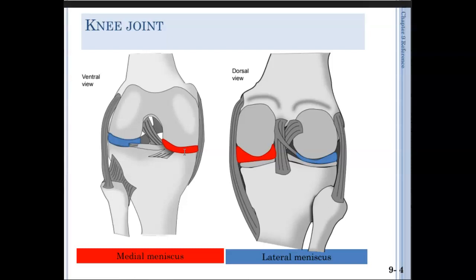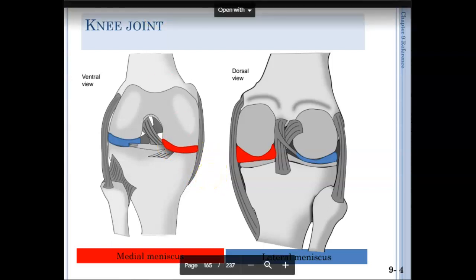Oftentimes when your meniscus is damaged, it can cause a lot of pain because you don't have this cushion, which is really what it functions as, that reduces the friction. You're going to start to get more bone grinding on bone. So the medial meniscus is on the medial side, and the lateral is on the lateral side.